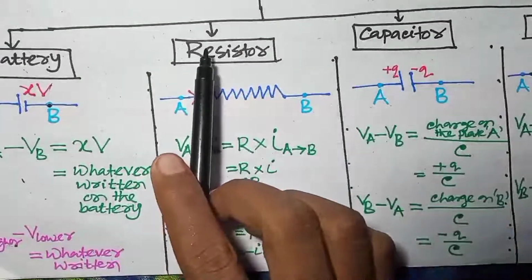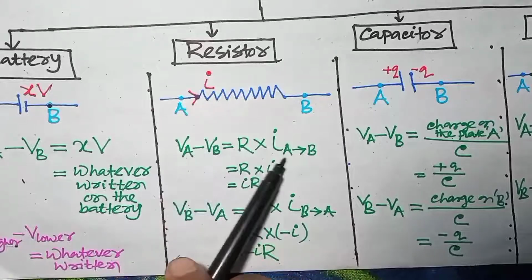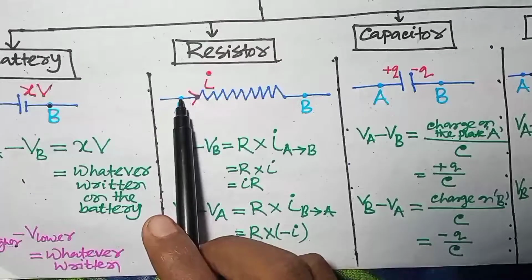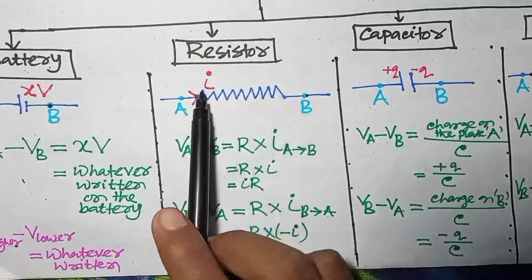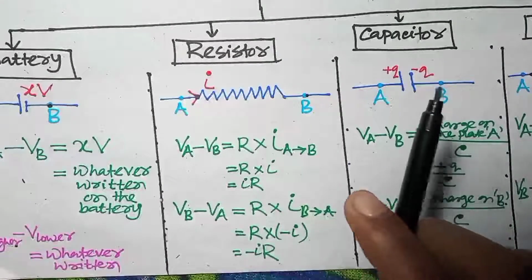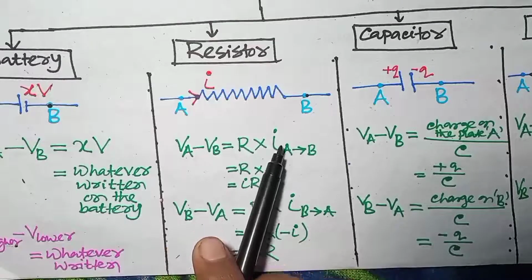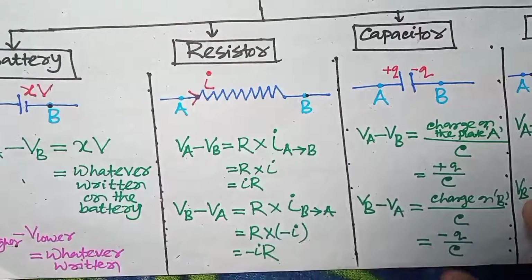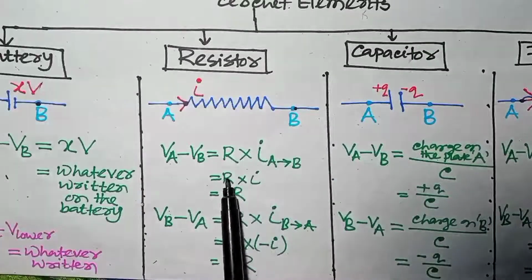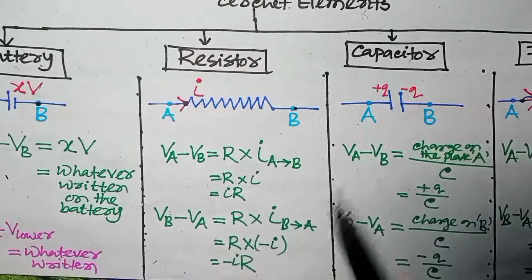So this is the resistor, and the basic equation for the resistor is something like this. This is terminal A, this is terminal B, and the current I is flowing from A to B. So the equation says that VA minus VB is equal to R times the current which is flowing from A to B, which is nothing but I, so it will be I into R.